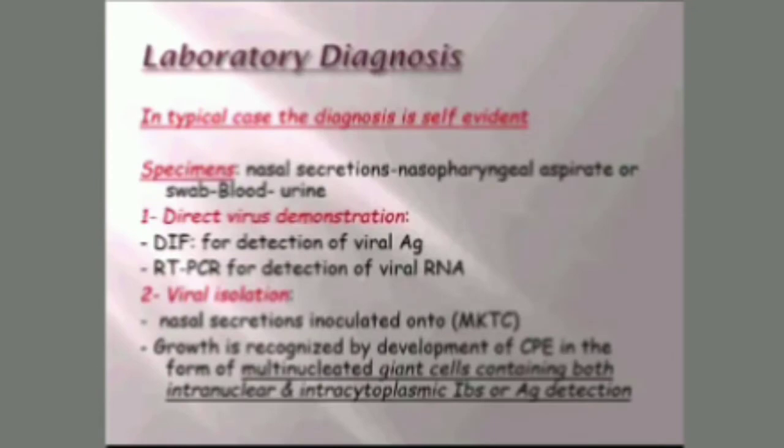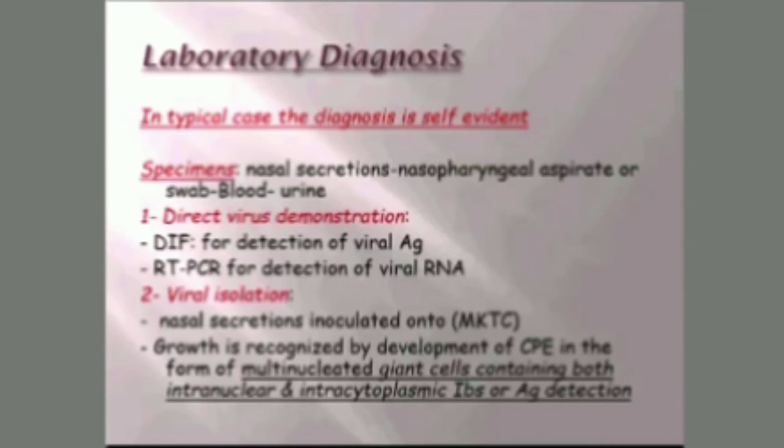Diagnosis: usually measles is so typical clinically that it does not require laboratory diagnosis. The clinical case is self-diagnostic, but still if you require, you can take nasal secretions or nasopharyngeal aspirate, and you can go for blood or urine specimen, and you can examine the virus under the immunofluorescence technique. You can go for RNA detection, or you can isolate the virus in cell lines, and the growth is detected by multinucleated giant cells containing both intranuclear and intracytoplasmic inclusion bodies.